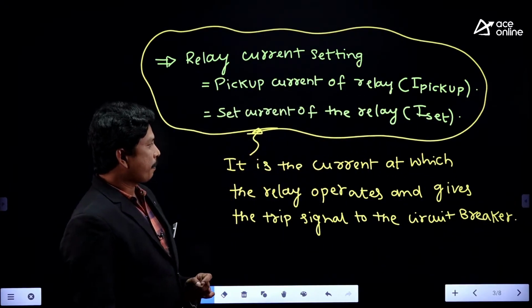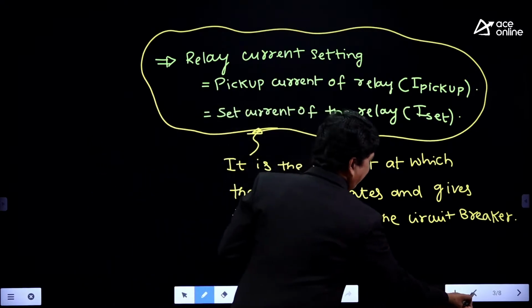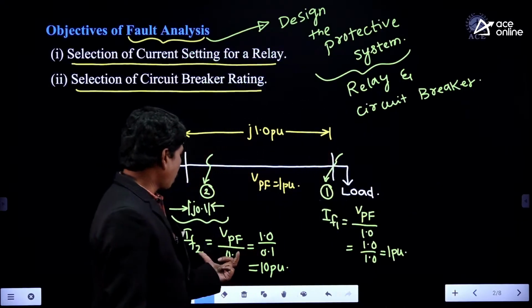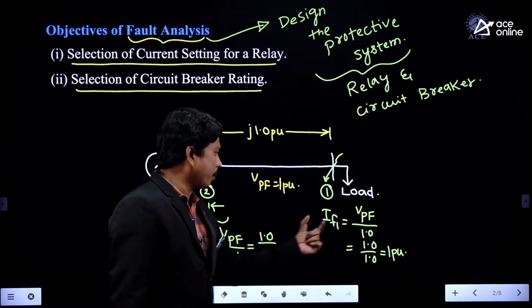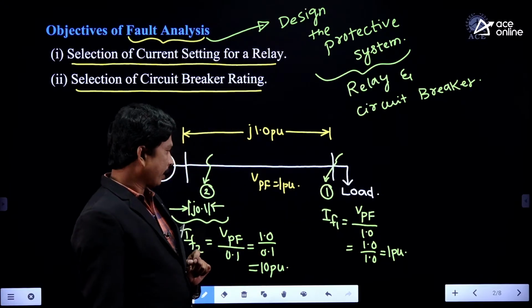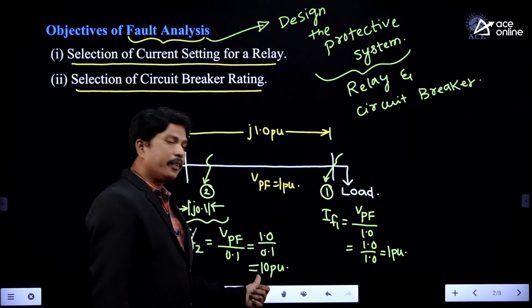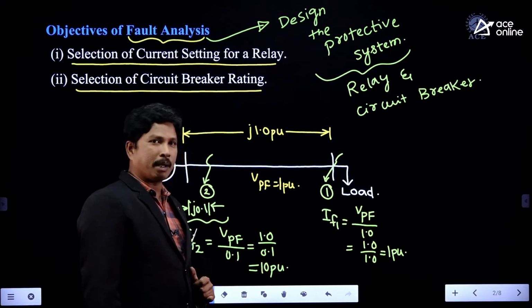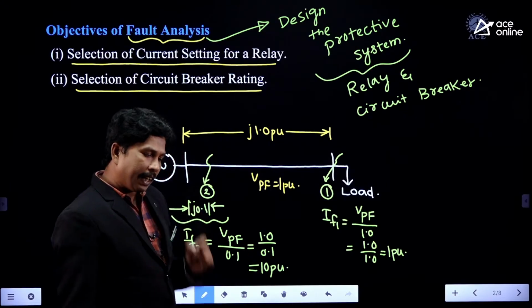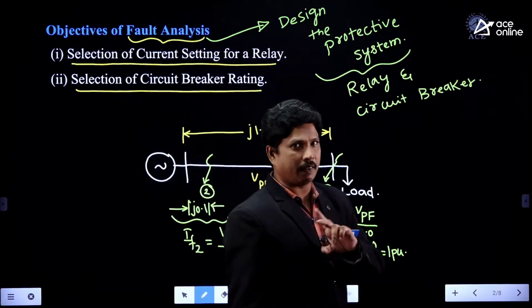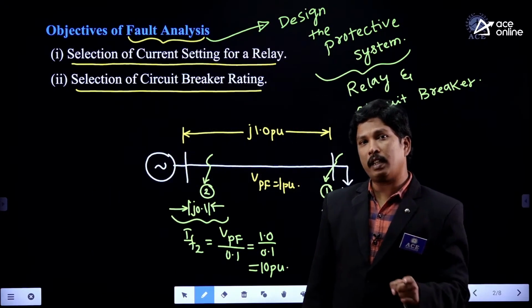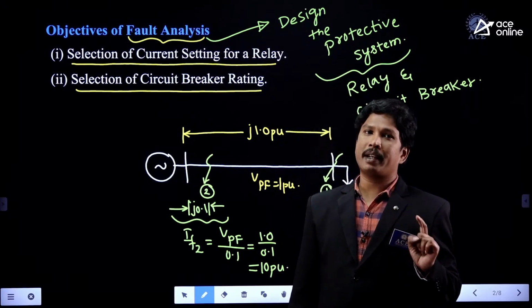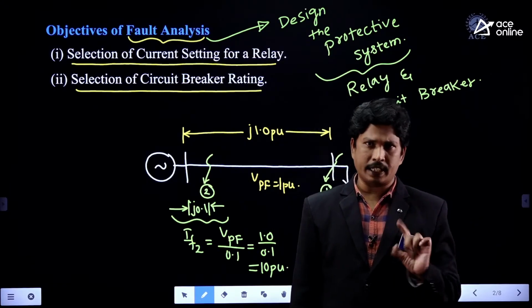Now, see here, we are having two different situations. In one situation we are having 10 per unit and in the other 1 per unit. Suppose, students, you set the relay pickup current for 10 per unit, then only when 10 per unit occurs will the relay operate. It will not operate for 9 per unit, 8 per unit and 7 per unit.